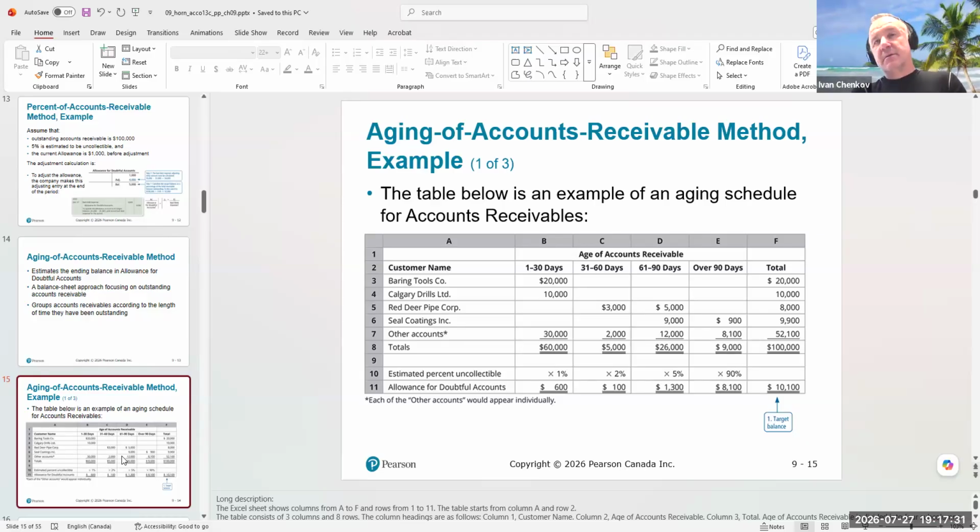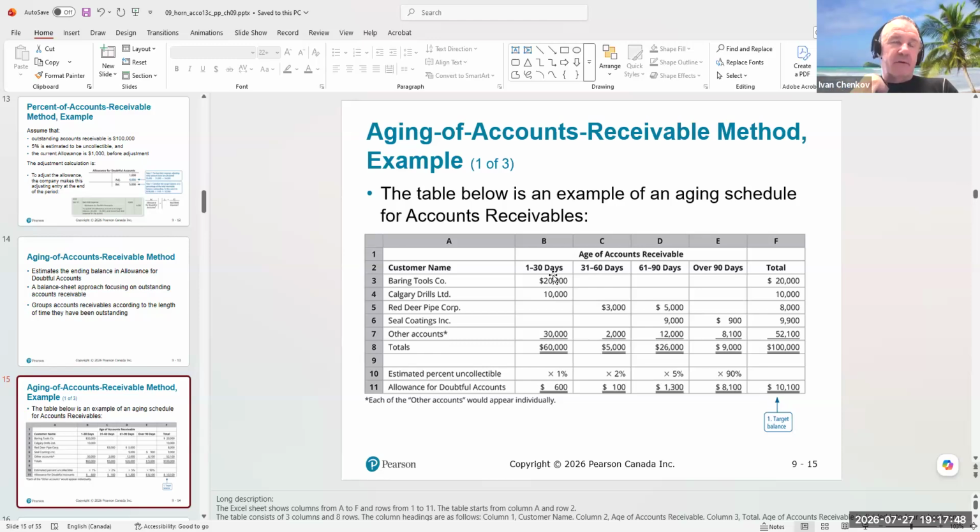Usually you're going to see something like this, which is summary of the accounts receivables. It's called aged or aging accounts receivables. It's going to give you what's the accounts receivables within 1 to 30 days, 31 to 60 days, 61 to 90 days, over 90 days. It might give you sometimes 91 to 120 days, and then over 120 days.